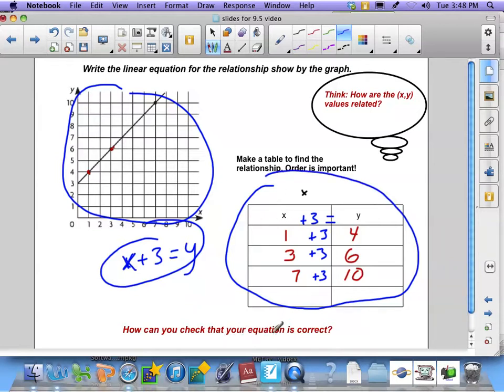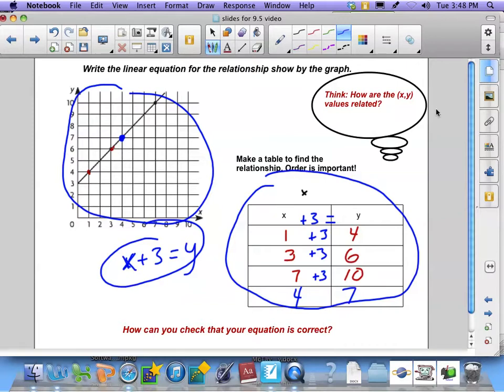Now how can you check that your equation is correct? Well, we can go back in and we can substitute a value for x. So if x is 3, 3 plus 3 is 6. Let's check it with one that's not graphed. Let's say x was 4. Well, if our equation's 4 plus 3 is y, the y value would be 7, and if it's correct, it should fall on this line. So here's 4, up here is 7. And you can see that it falls on our line.